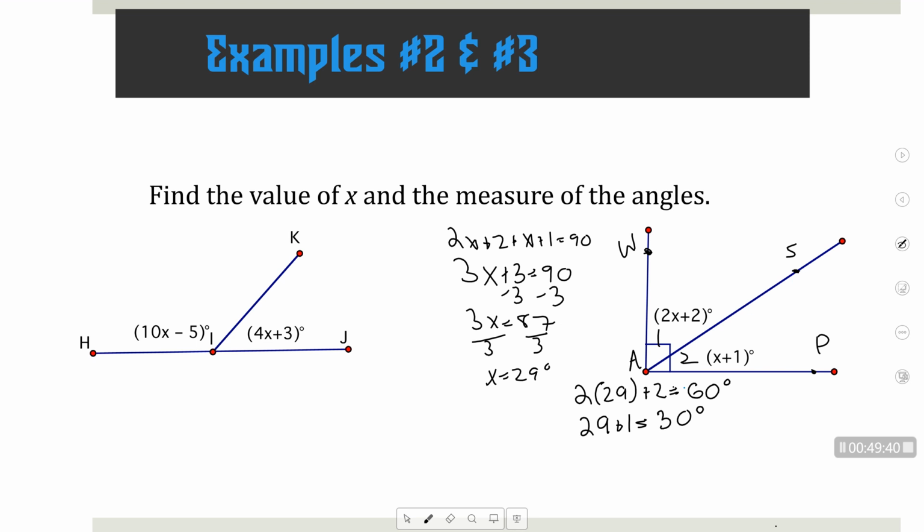Sarah, what kind of angles are those two? Adjacent. Good. What else are they? Complementary. Outstanding. Any others? No. Good. So what did you do?